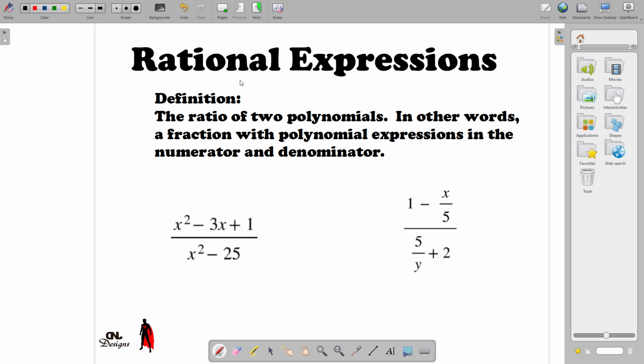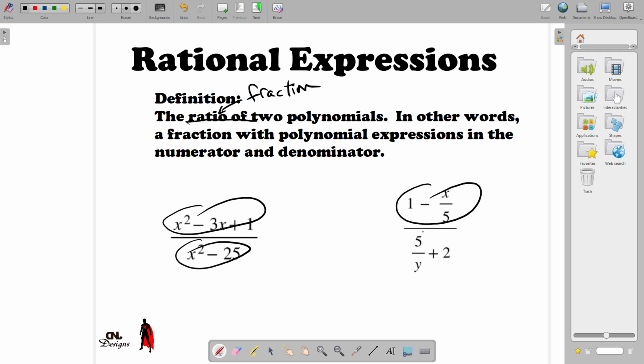So first of all, let's talk about what a rational expression is. It's the ratio, which remember, ratio means fraction. So it's a fraction with polynomials. So there are polynomials in the numerator and or denominator. And that's what a rational expression is.